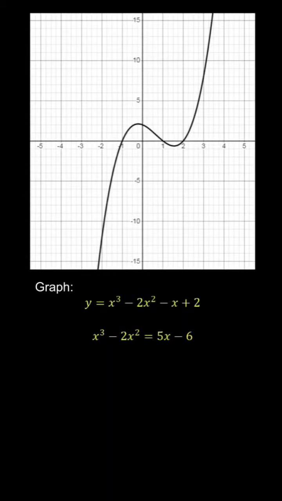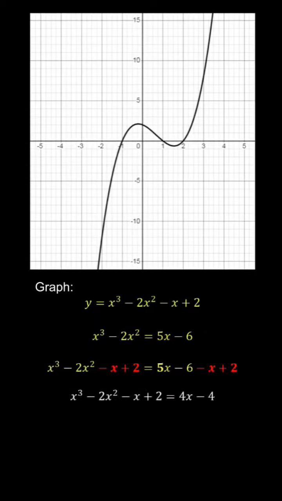Now continuing with this equation, we already have this part on the left-hand side, which is the same as our graph. Now we look at the part that's not the same, which is minus x plus 2. So what we have to do is add this to both sides of the equation. We get this, and the outcome is x cubed minus 2x squared minus x plus 2, which is our graph, is now equal to 4x minus 4.